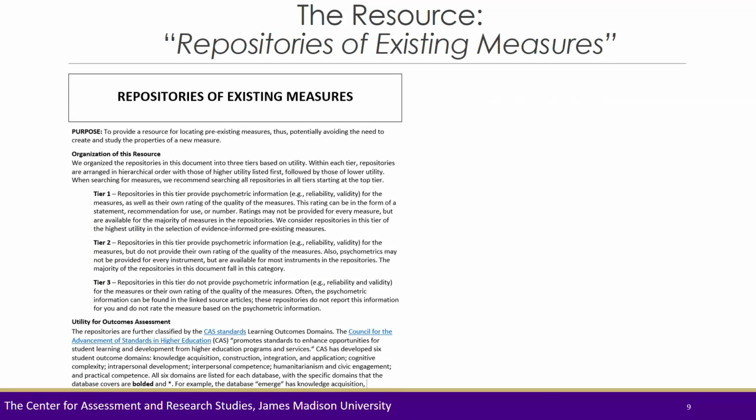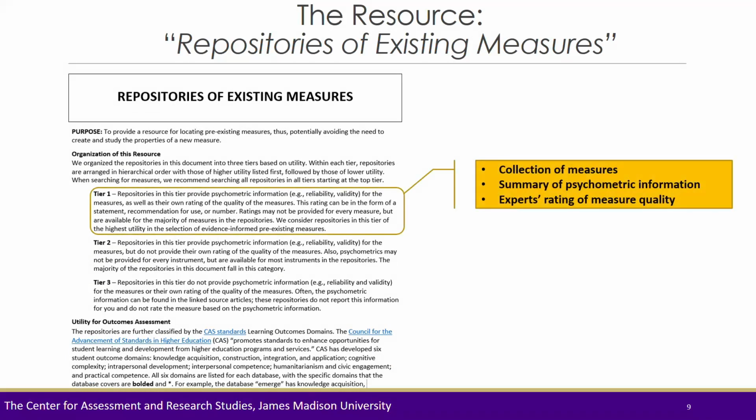We organize the repositories into 3 tiers based on the quality of evidence and the utility of the repository. The first tier includes repositories that evaluate the psychometric properties of the measures they contain. That is, experts review the available reliability and validity evidence associated with the scores produced by the measure. Based on the review of evidence, they provide ratings of the instrument's psychometric properties. Repositories in this tier provide the most utility in that they not only locate pre-existing measures, but also provide guidance on the measure's quality.